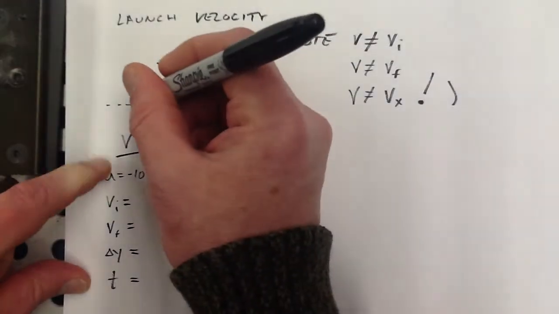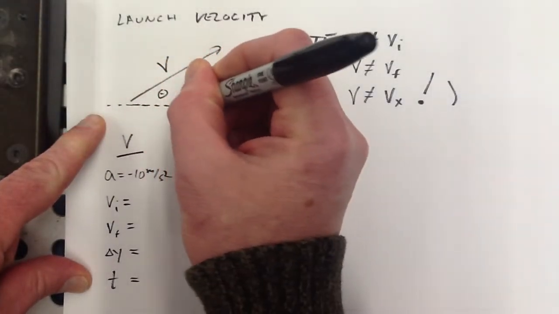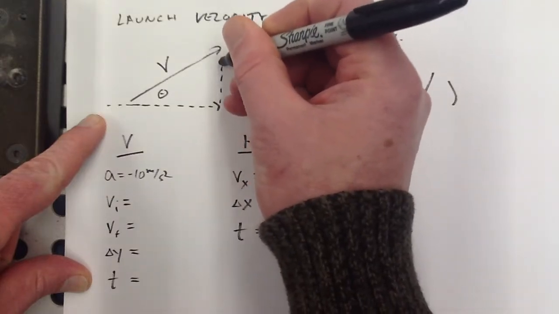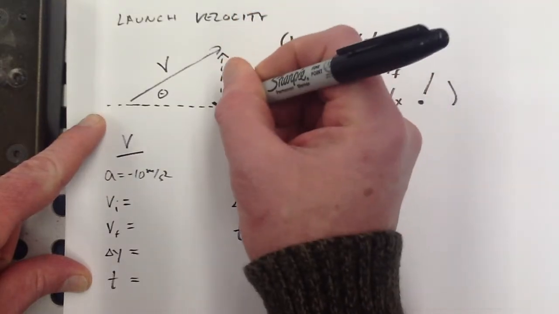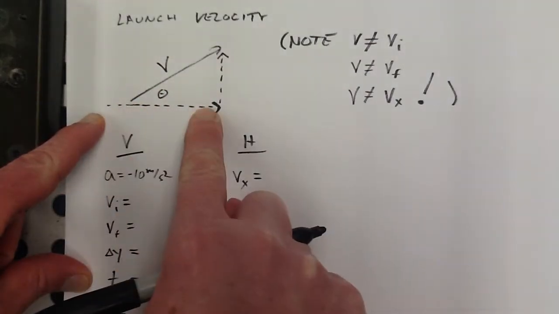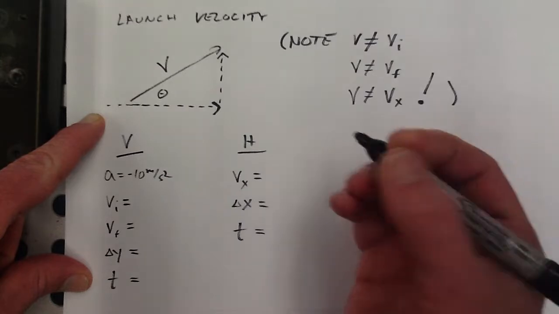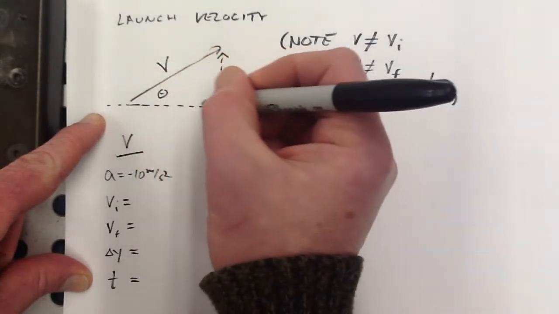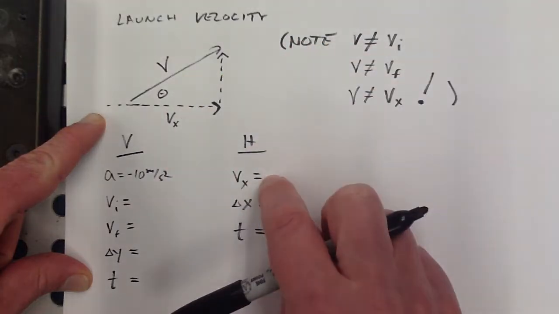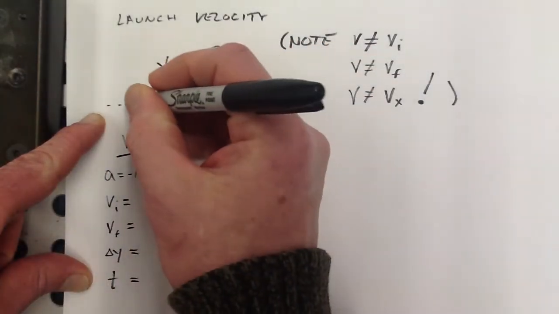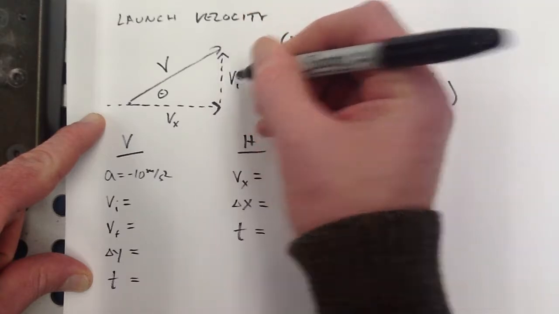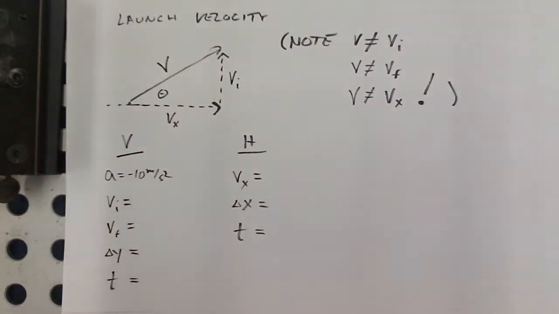So what do we do? Well, we know how to do vector stuff. We take this V and we break it up into the horizontal part and the vertical part. So this right here, whatever this is equal to, that's the Vx, which is constant. The horizontal velocity is constant. And whatever this is, that is my VI, the initial vertical velocity.